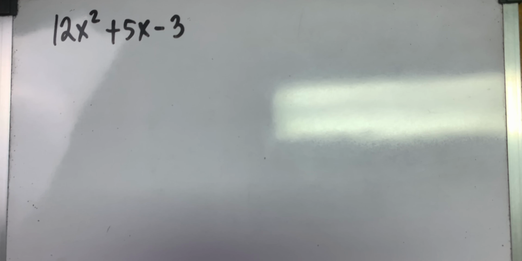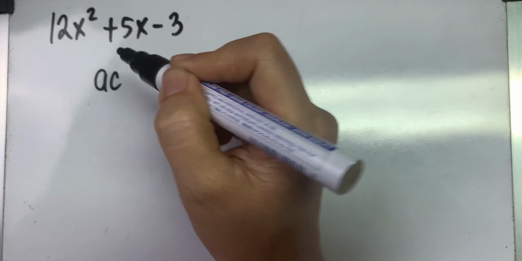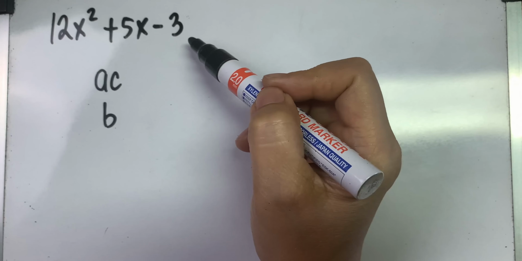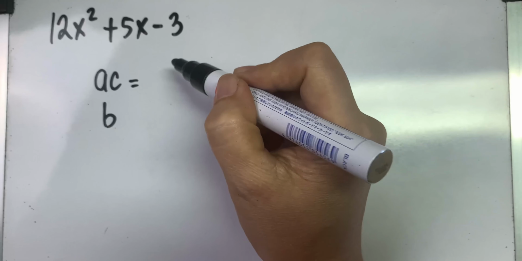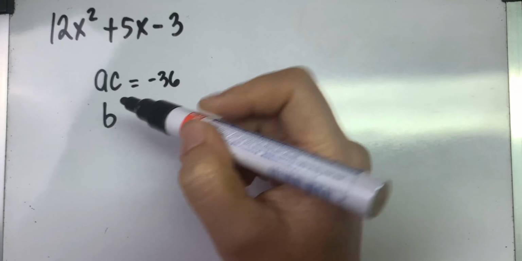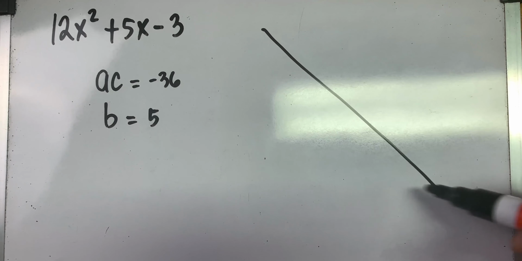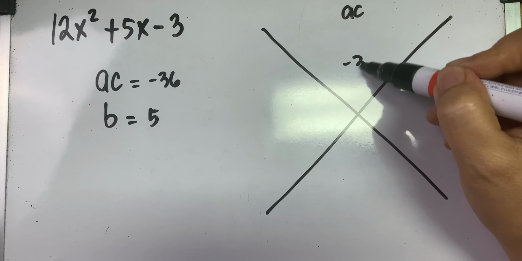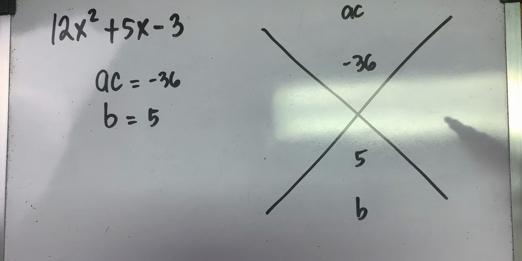Okay, for our last example, 12x squared plus 5x minus 3. Again, hanapin natin yung A and C and also our B. So A is 12 and negative 3 is our C. So 12 times negative 3 is negative 36. And our B is positive 5. Again, we'll use the X method, ha? So dito natin lalagay yung A and C, which is negative 36. Yung B sa ilalim, that is positive 5.